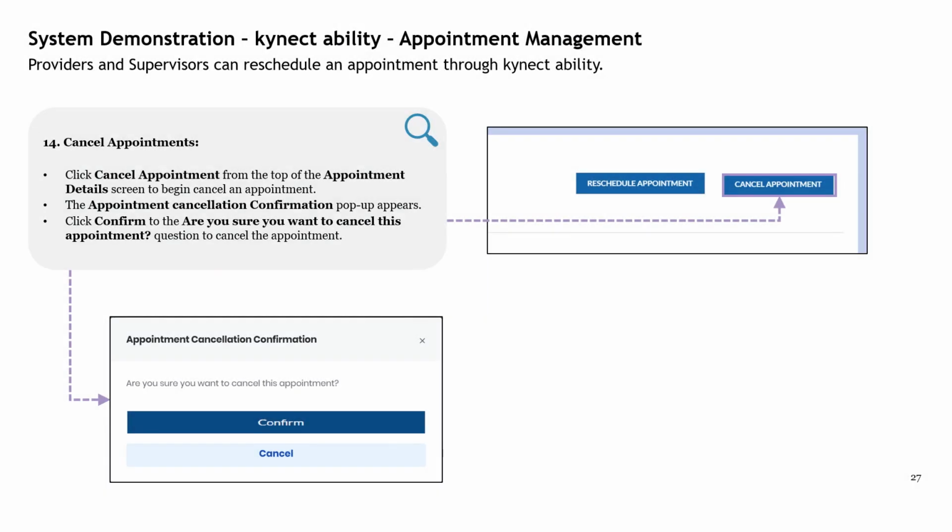Now let's discuss how to cancel an appointment through Connectability. Click Cancel Appointment at the top of the appointment details screen. The appointment cancellation confirmation pop-up appears. Click Confirm to the Are you sure you want to cancel this appointment question to cancel the appointment.